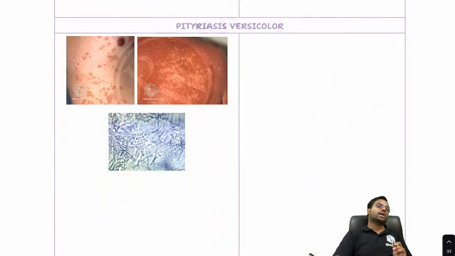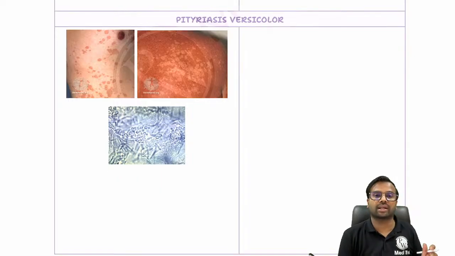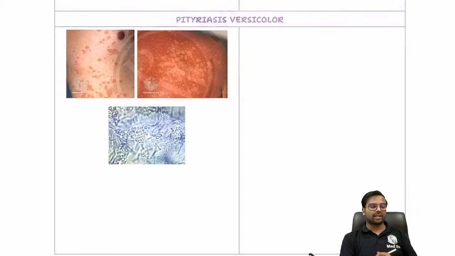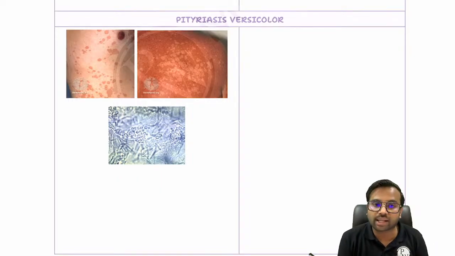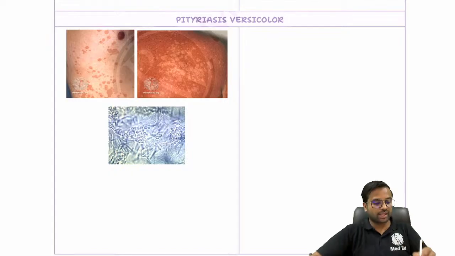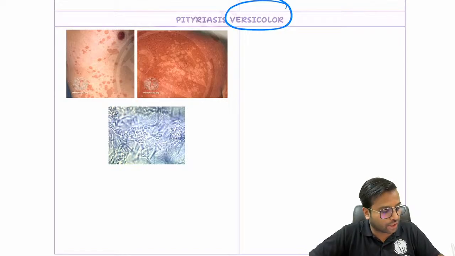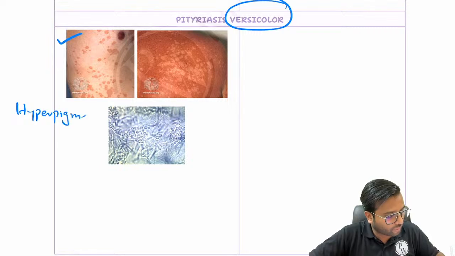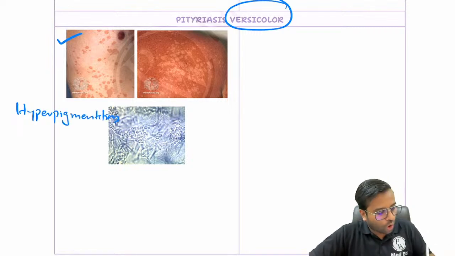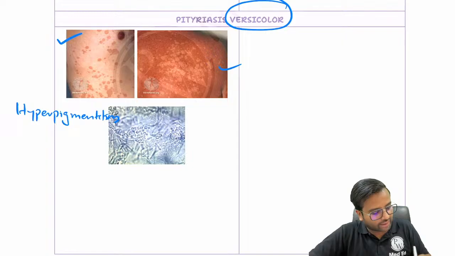So earlier somebody was asking about tinea versicolor. Now what is tinea versicolor or pityriasis versicolor? See this term versicolor, right? The patient can either present to you like this, that is hyperpigmentation, or the patient can present to you like this, that is hypopigmentation.